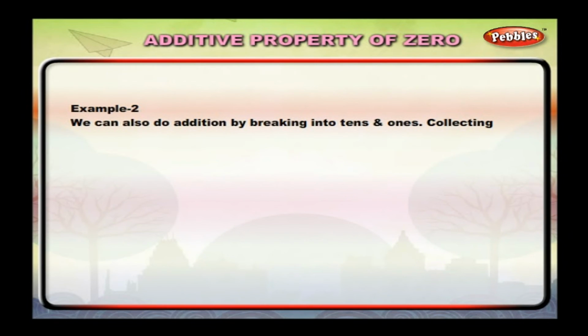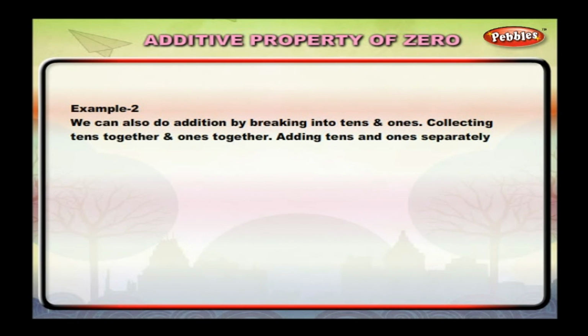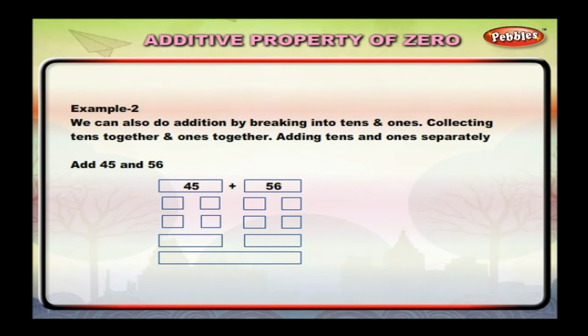We can also do addition by breaking into tens and ones, collecting tens together and ones together, adding tens and ones separately. Add 45 and 56. 45 plus 56. 40 plus 5 plus 50 plus 6. 40 plus 50 plus 5 plus 6. 90 plus 11. 101.